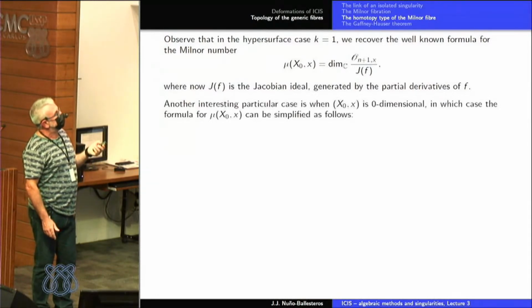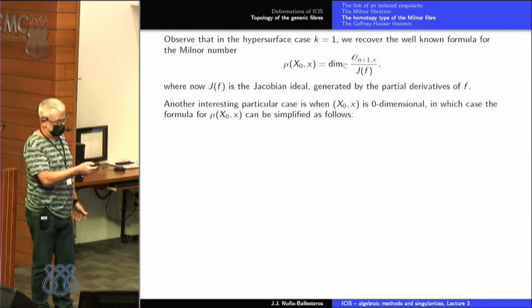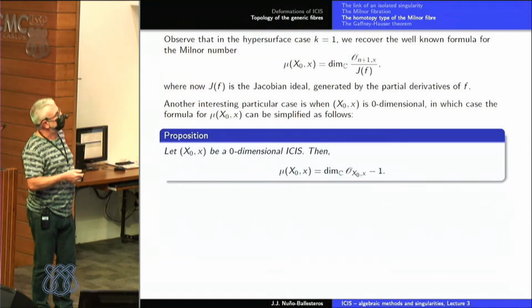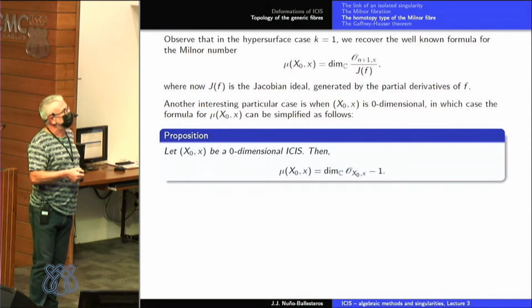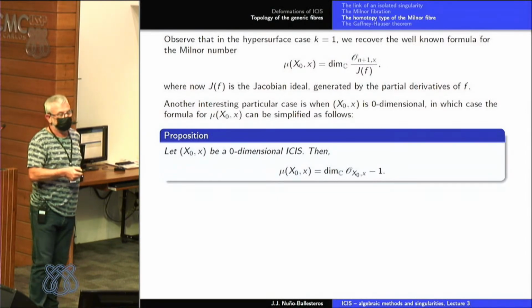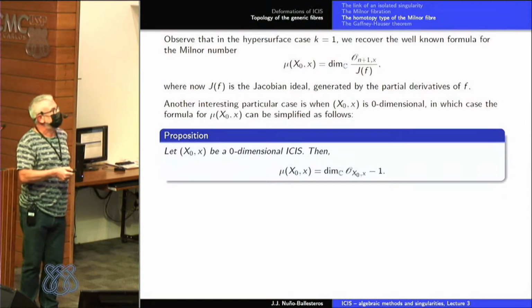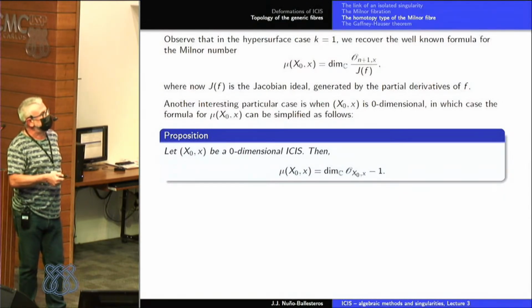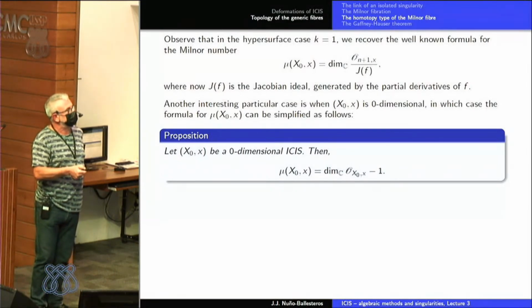Another case which is interesting, and very simple, is the case that the ICIS is zero dimensional. In this case, the formula for the Milnor number can be simplified as follows. For any zero dimensional ICIS, the Milnor number is equal to the dimension of the local ring minus 1. This is because in this case the local ring has Krull dimension 0, which means that the dimension as a vector space is finite, and the Milnor number is this dimension minus 1.